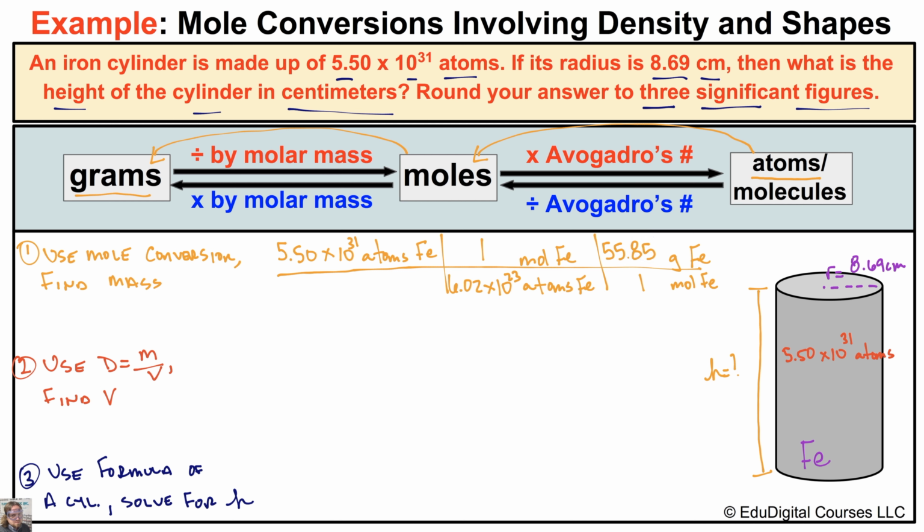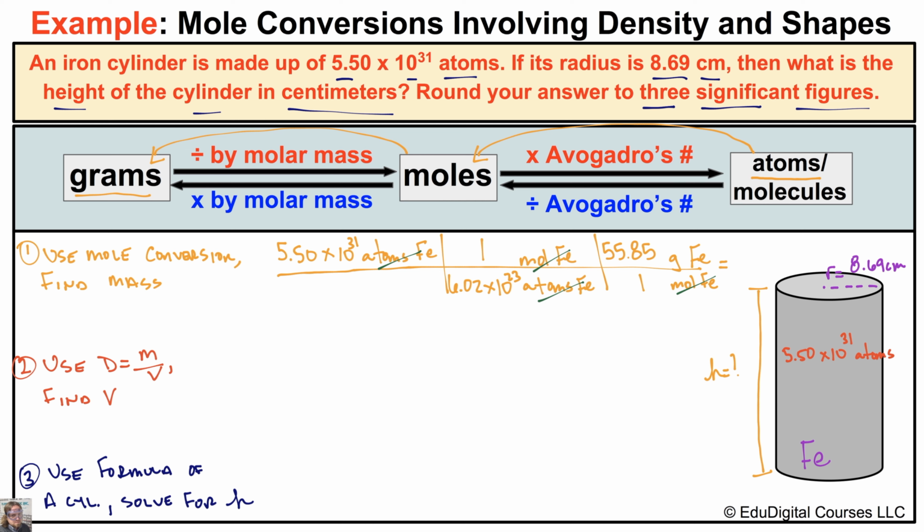And so now, if we take a close look, we can see that atoms of iron in the numerator and denominator cancel out. Moles of iron in the numerator and denominator cancel out. And so now all we have to do is start from the left with our given quantity, work our way from left to right, and if we come across a number other than 1 in the denominator, we're going to divide, and if we come across a number other than 1 in the numerator, we're going to multiply.